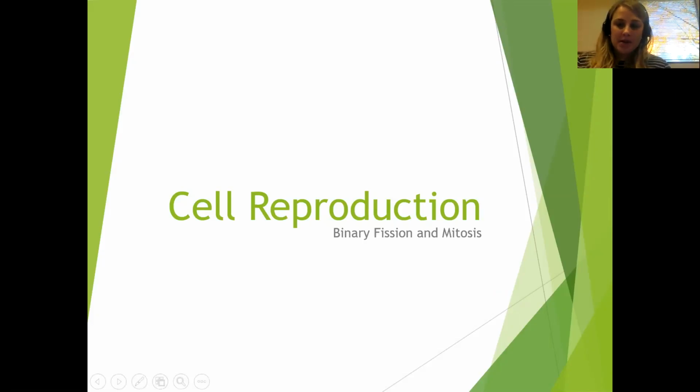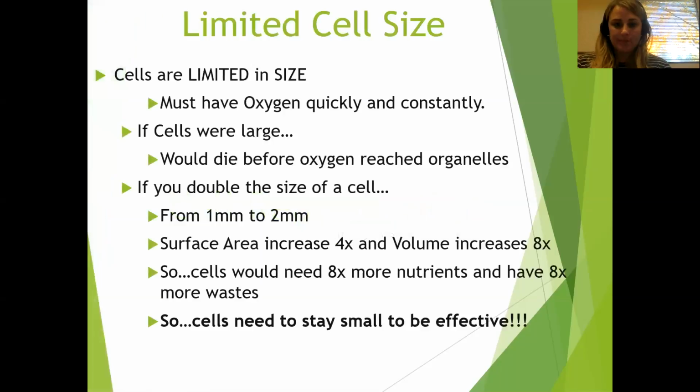The two different processes that we're going to talk about today are binary fission, which is going to be in prokaryotic cells. The best example of prokaryotic cells are bacteria. And then we're going to talk about mitosis, and mitosis occurs in eukaryotic cells, which are going to be plant and animal cells. All right, so let's first talk about why cells need to divide.